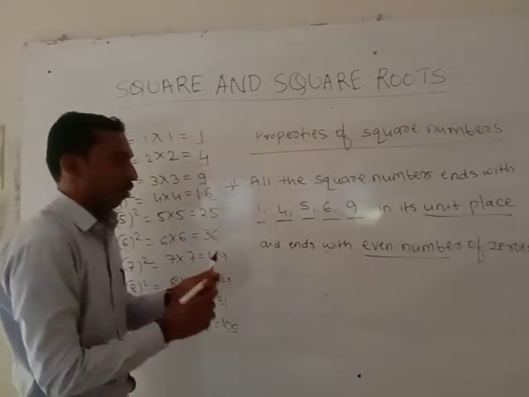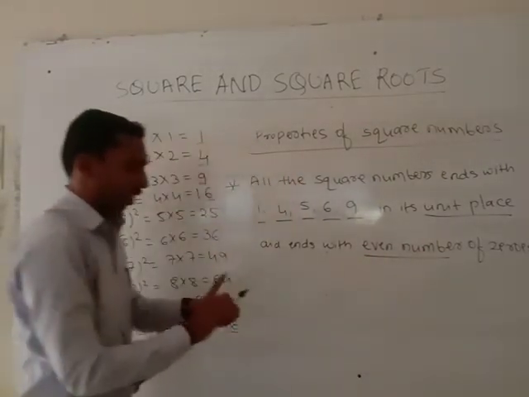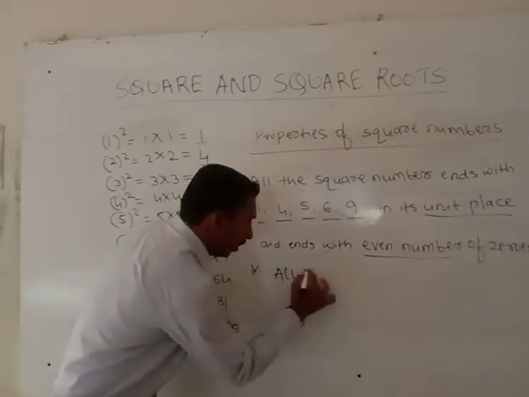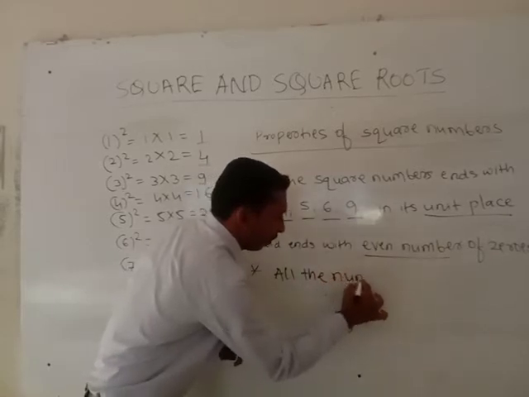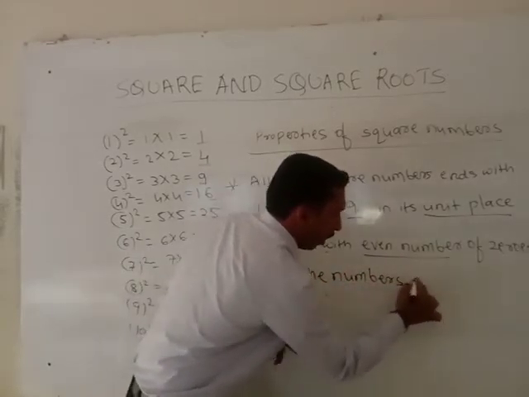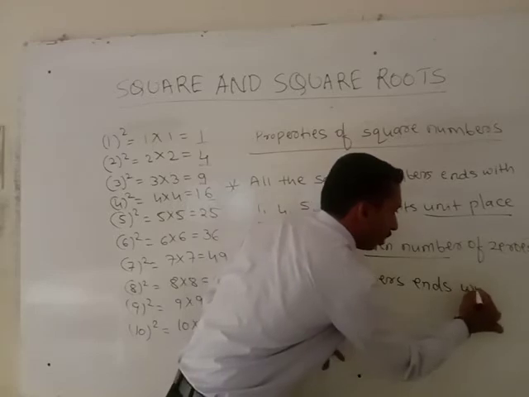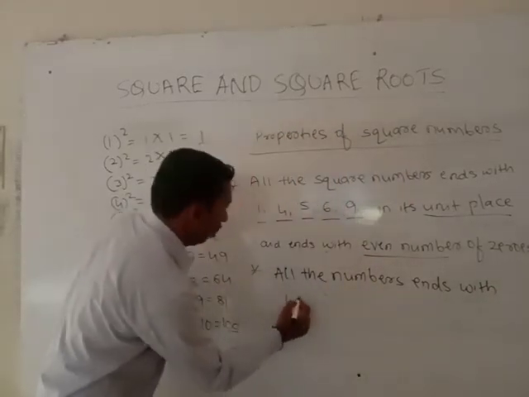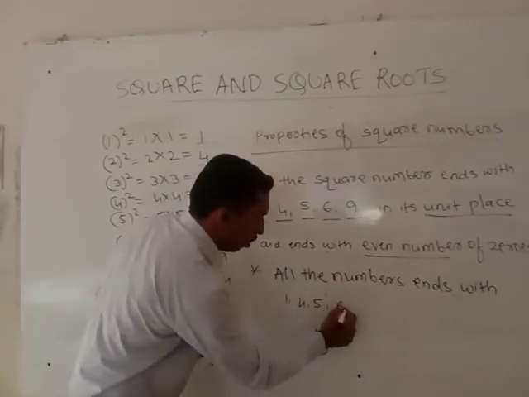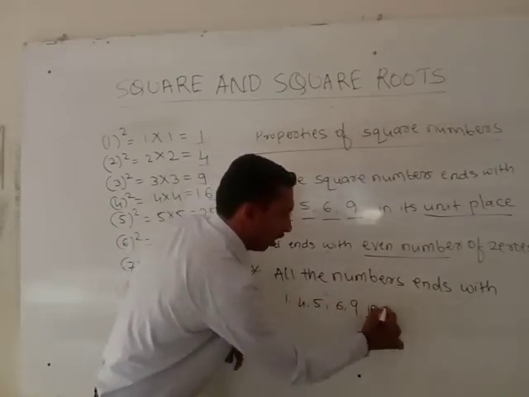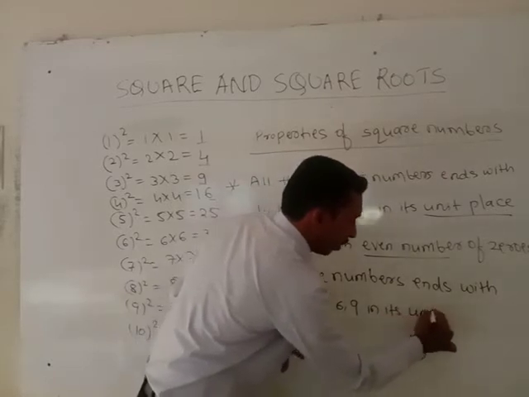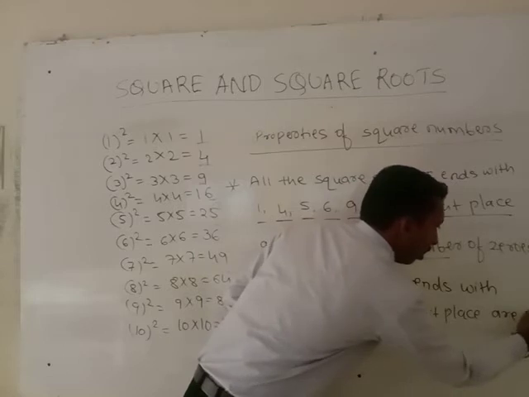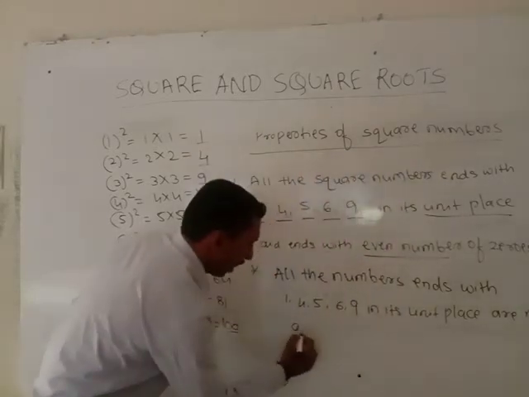Okay, but now write R. You can write one more note. If you don't write R, put a star. All the numbers that end with 1, 4, 5, 6, 9 in the unit place are not square numbers.